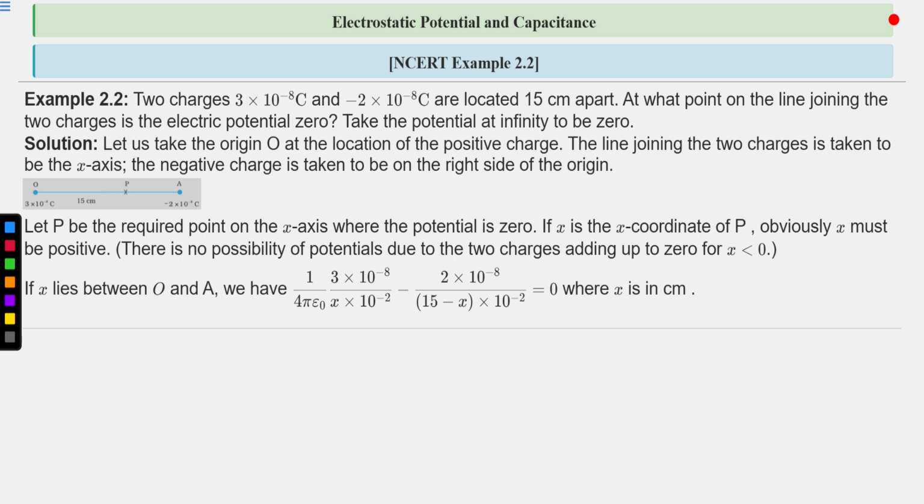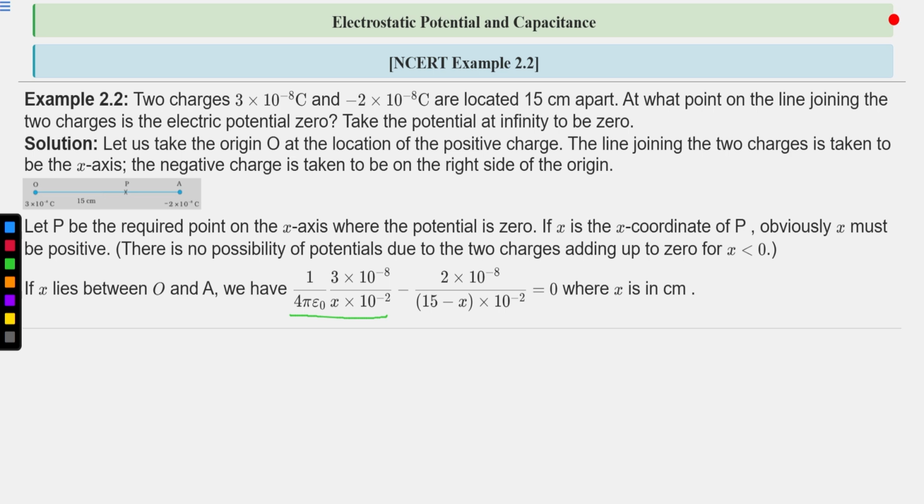15 minus x. So if x lies between O and A, we have 1 by 4 pi epsilon naught times 3 into 10 to the power minus 8 upon x into 10 to the power minus 2. This is the potential at point P due to this positive charge.